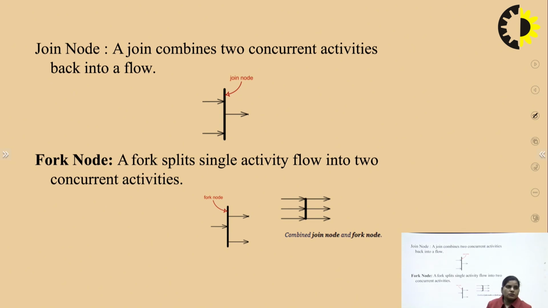Join and fork node. These two nodes are very important. A join combines two concurrent activities which take place in a particular example, in a particular system, in a flow of the diagram. So this particular symbol is a join node, and it takes multiple or concurrent activities and gives a final output. Now the fork node: we can see that this representation is similar to a fork. So a fork splits a single activity flow into two concurrent activities. Combine join node and fork node: if you combine the join node and fork node, then we can have this kind of representation.